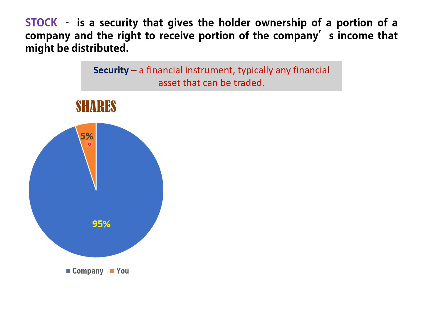So, the 5%, that is equal to 5 shares, since the total shares of the company is 100 and you have 5. 5 divided by 100 is 5%. So, 5 shares, that is 5%. So, ito yung pagmamayari mo sa company na ito.